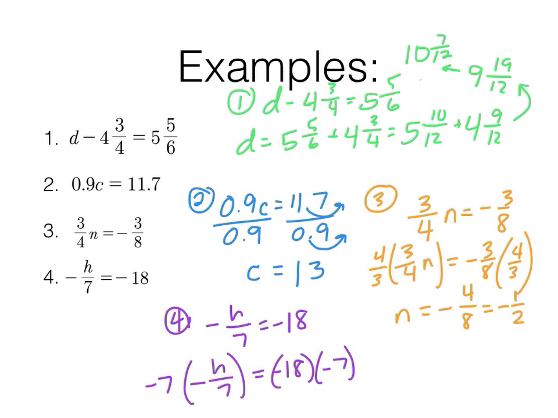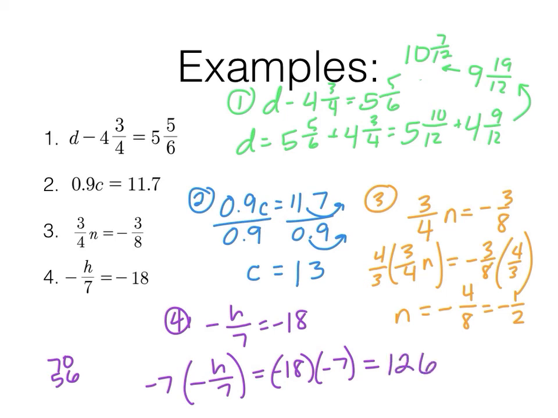And it appears that I did not finish that problem because I did not multiply 18 times 7. Well, negative 18 times negative 7, we know we have a positive answer. So that's going to be 10 sevens, that's 70. And 8 sevens, that's 56. So that's 126 is my answer for that one.